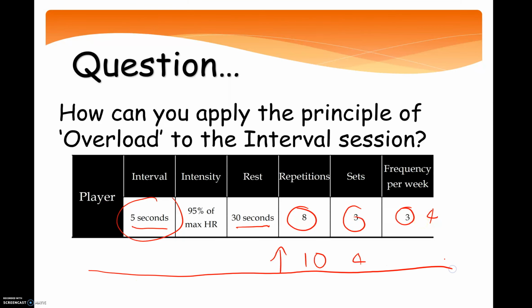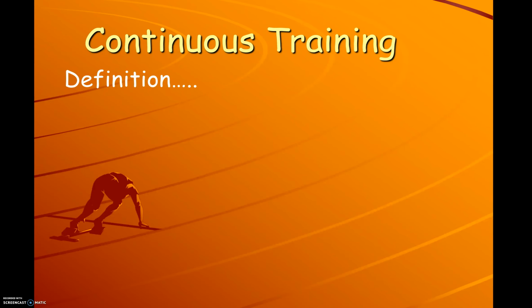If I want to look at a lactic acid type, I might increase that to 15 seconds, at 95% maximum heart rate, working pretty well. Then I might reduce the rest period to 20 seconds, again increasing the repetitions and sets, and I might leave the frequency per week the same. So here I've applied overload. If I've structured a training program, I might do that over a 6-week period.